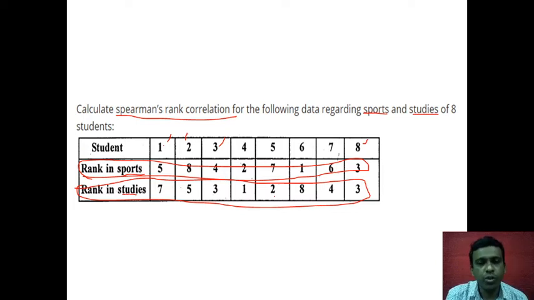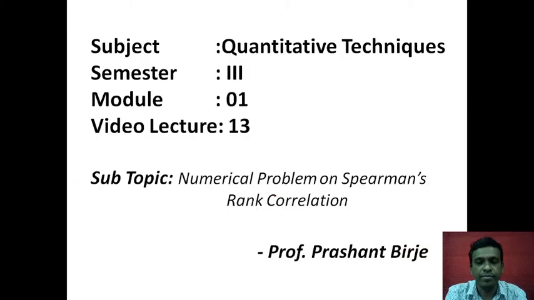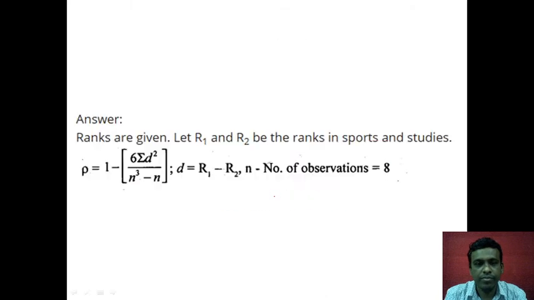So if we want to solve it using Spearman's rank correlation, the first step is we have to note down these ranks given in two different fields, that is variables. Sports is a variable, studies is a variable. So just note them down in vertical format, just like how we used to do it in Karl Pearson's coefficient of correlation.